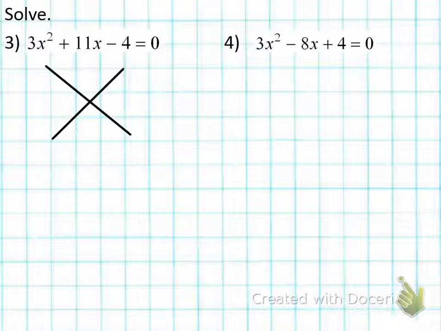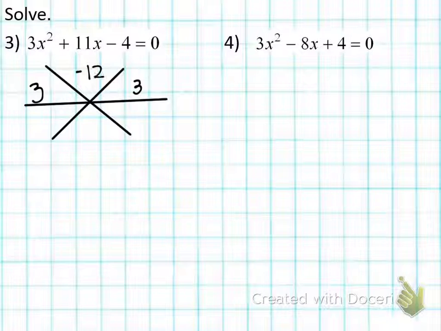Good, so we're going to make an X box here. We got 3 and 3. What's 3 times negative 4? Good. B is 11, right? What are we going to multiply to be negative 12, but adds up to 11? What's that? 12 and negative 1. Good.